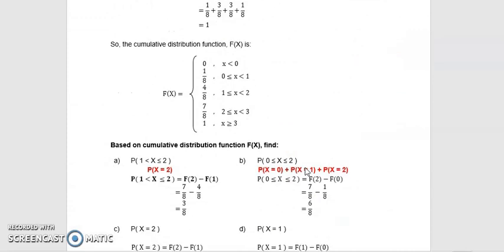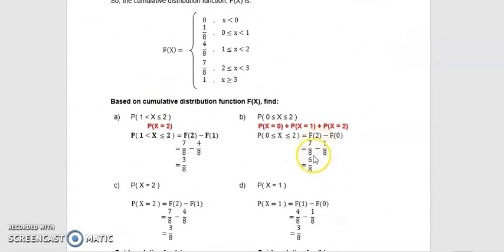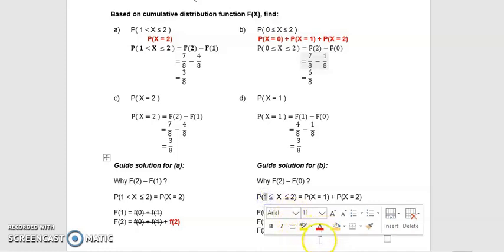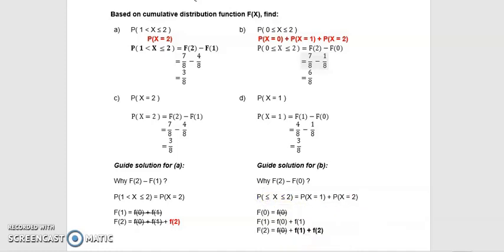But if you look here, I put 6 over 8. There is some mistake here. The question is x greater than or equal to 0 but less than or equal to 2, so why is my answer 6 over 8 here? Look at the guideline solution for B. There is a typing error here. This is not 1, this should be 0. And if it is 0 here, you must add the probability of x equal to 0.